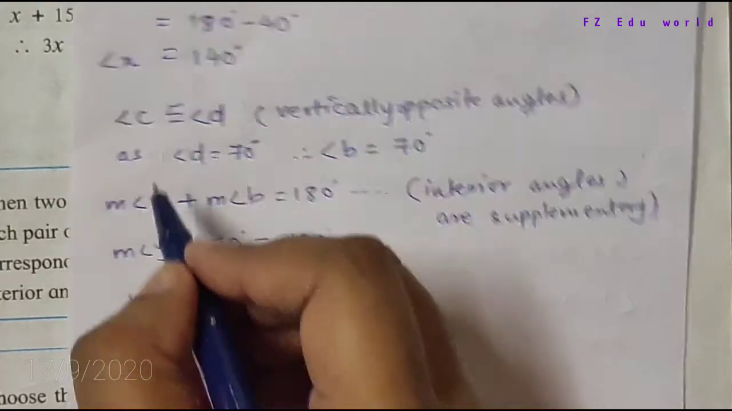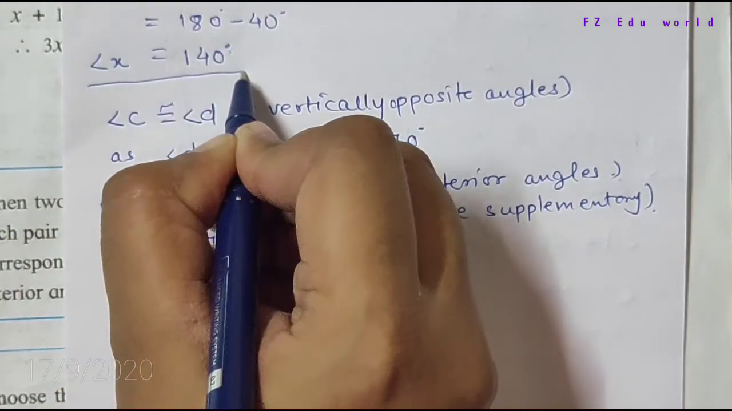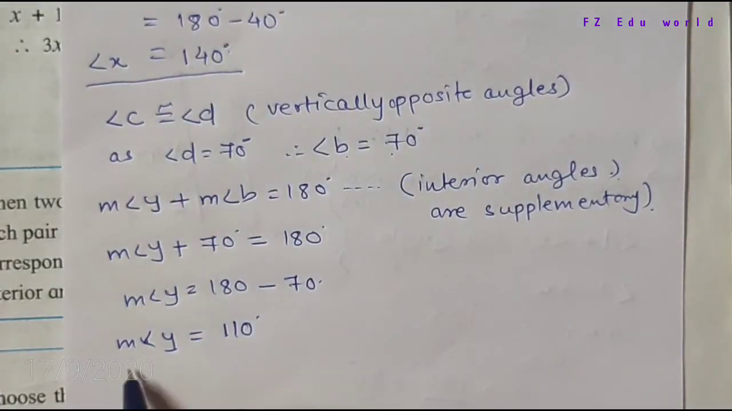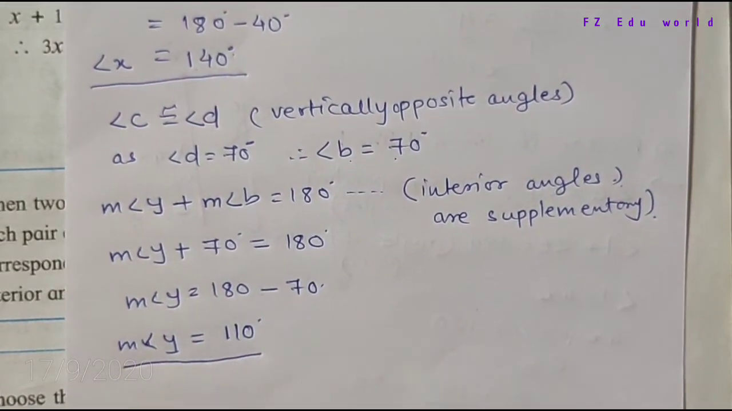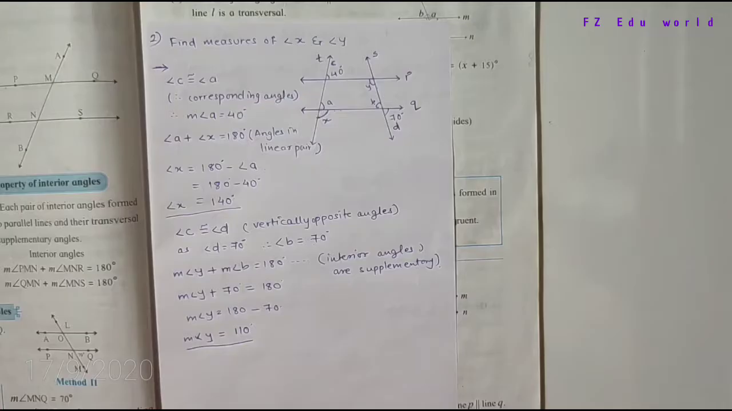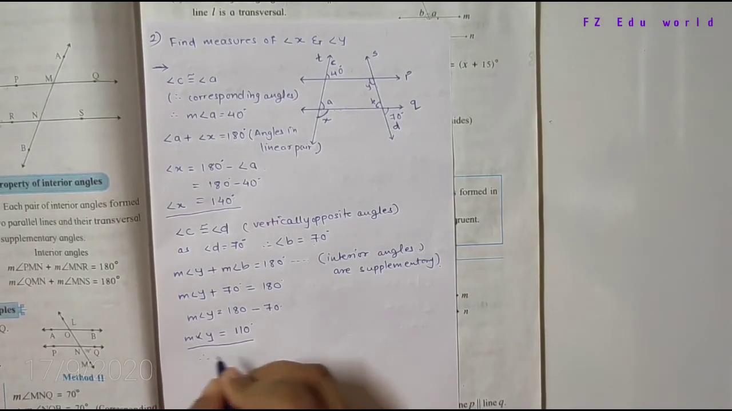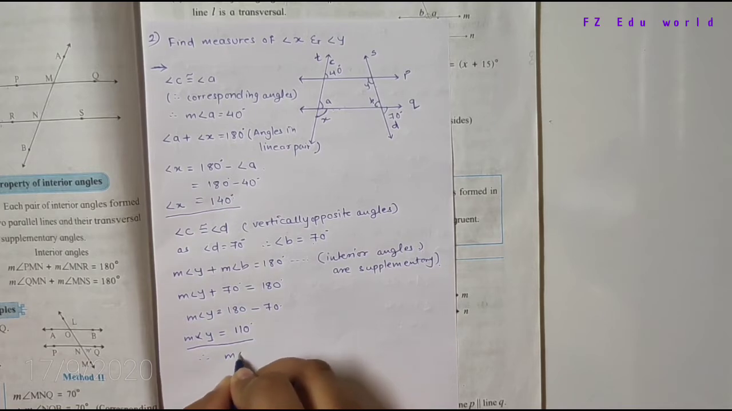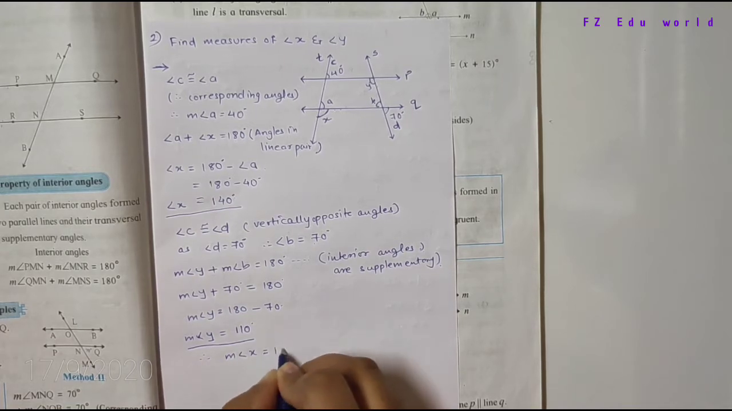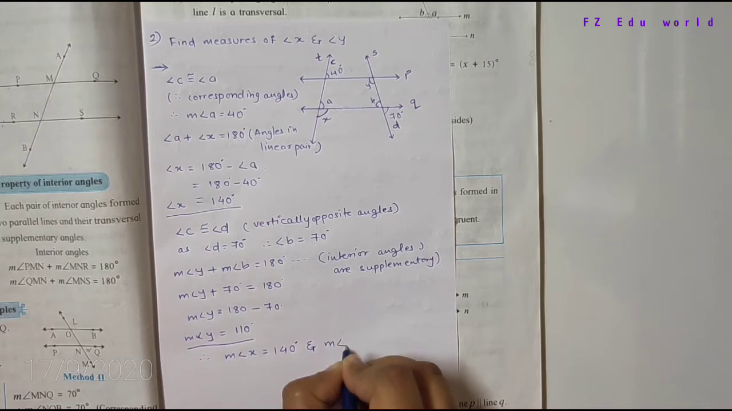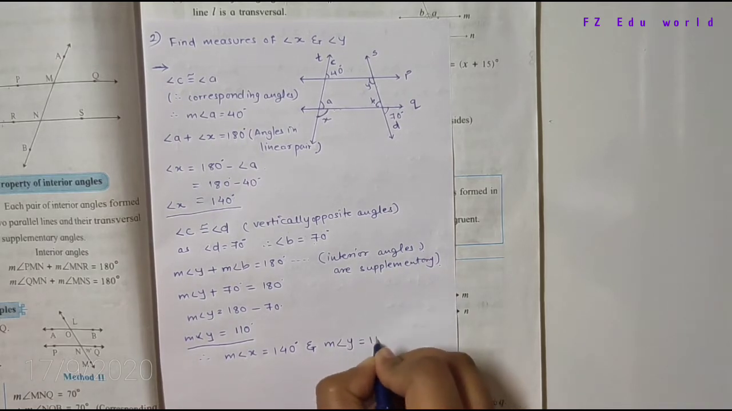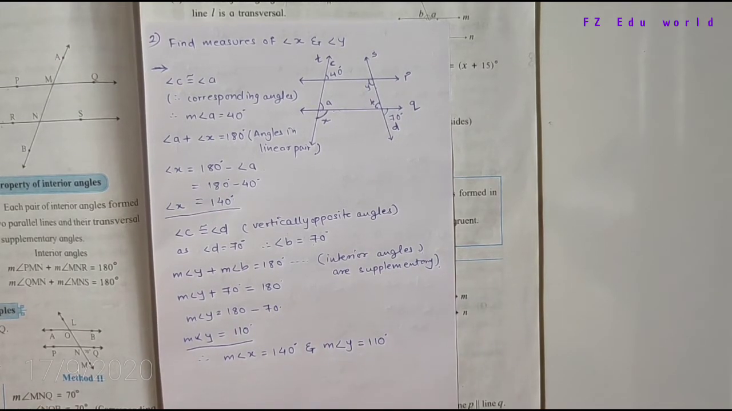Now we have this X equal to 140 degrees and this Y equal to 110 degrees. Therefore, measure of angle X is equal to 140 degrees and measure of angle Y is equal to 110 degrees.